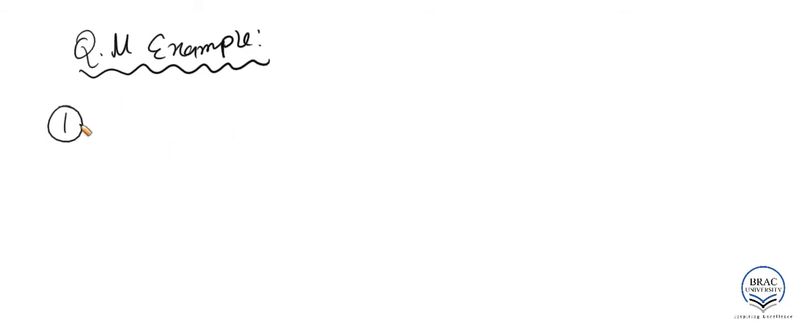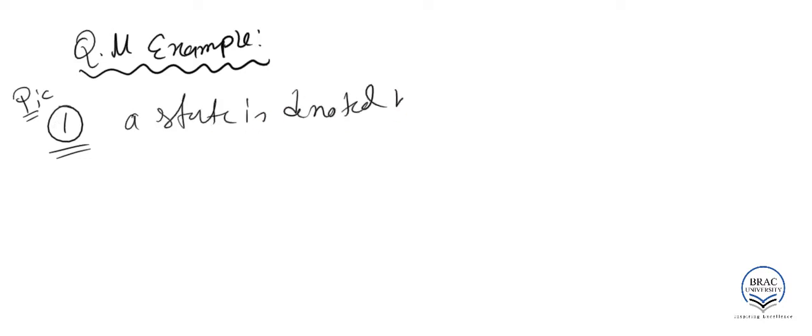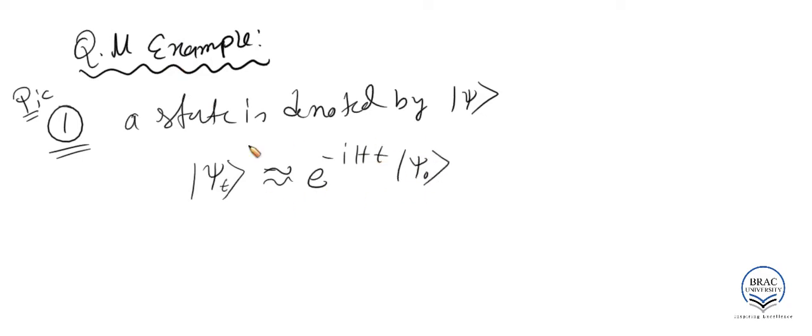So in the Schrödinger picture, let's denote it with 1, or say the picture 1. Here what happens is that a state is denoted by a vector psi. Again, this is an abstract vector, and its time evolution is given by this following equation. Okay, and this is our unitary operator.